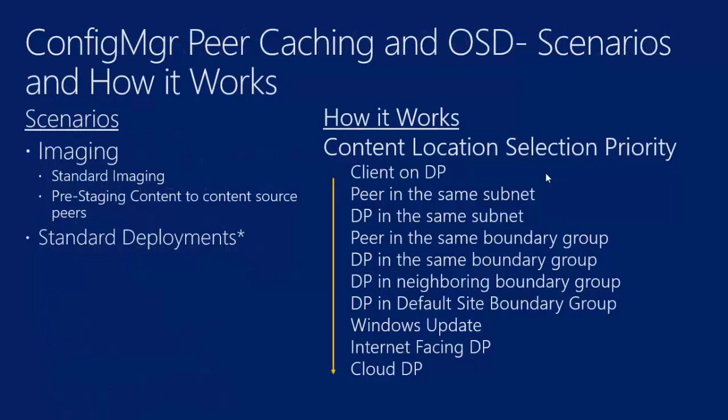Okay, so Config Manager peer caching and OSD, some scenarios, how it works. There are two big umbrella buckets of ways that you can leverage peer cache: one is for imaging and one is for standard deployment. For standard deployments, we've already talked about that in part one of this series, so I won't talk about that again. Here we're focused on OSD, imaging. There are two subcomponents of imaging. One is the standard imaging process, leveraging peer cache enabled systems, super peers, to retrieve the content, and then also the idea of pre-staging the content onto your content source peers, super peers, so that imaging systems can leverage it. We'll talk about that.